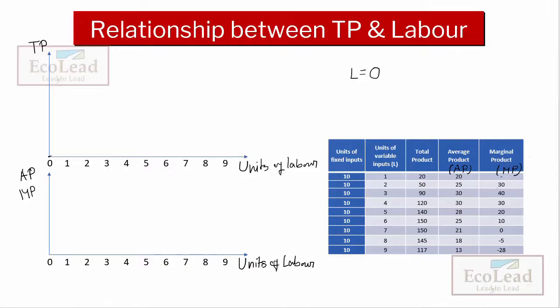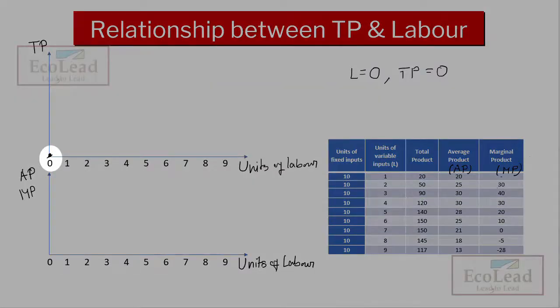If the quantity of the labor is 0, imagine a company where there is no labor, how much can the company produce? Nothing. So in that case the value of the total product will also be equal to 0. So we can see that the total product curve will start from the point 0 and 0. This is the origin, right?